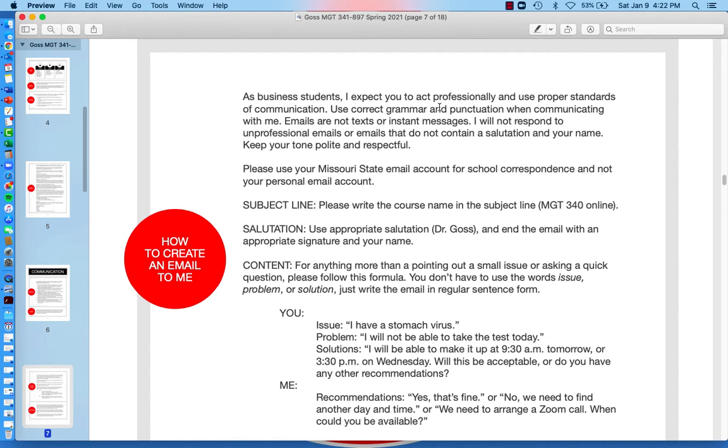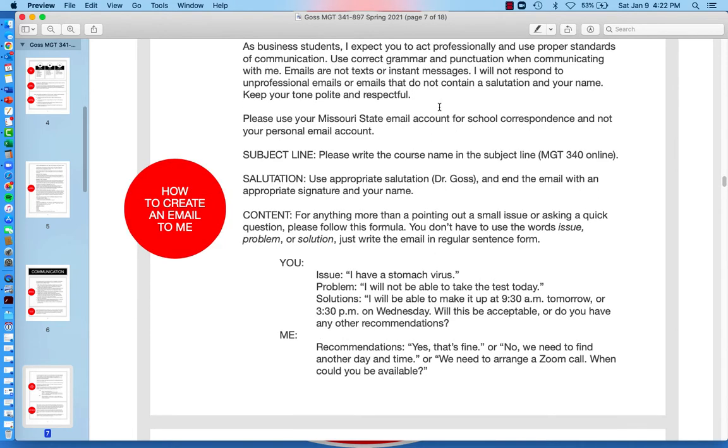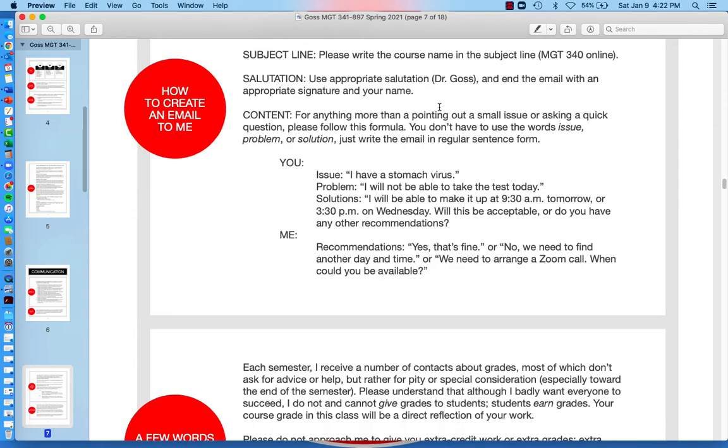So please do that for me, and then follow this little formula so that I can help you better. Again, I'm more than happy to respond to you. I'm more than happy to help solve whatever problem you have that I can, as long as you have done your part first in trying to resolve it. So this little formula tells you how to approach me in terms of email so that I can give you the optimal help that you deserve.